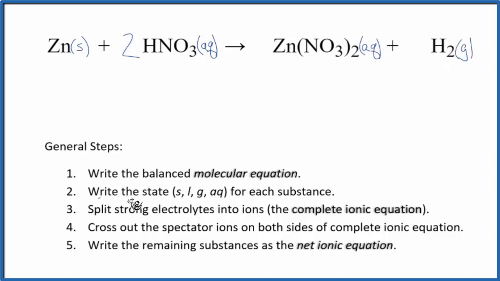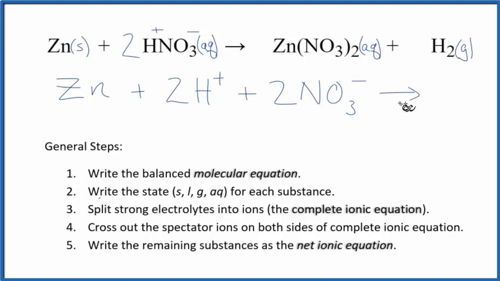So now that we have the states, we can split the strong electrolytes into their ions for the complete ionic equation. Zinc, we're not going to split up. That's just zinc. And I'll write the states at the end. Hydrogen has a 1+ ionic charge, group 1 on the periodic table. The nitrate ion, always 1-. Good to remember. So I have 2 hydrogen ions, plus, the 2 applies to everything, 2 nitrate ions. And those are the reactants in our complete ionic equation.